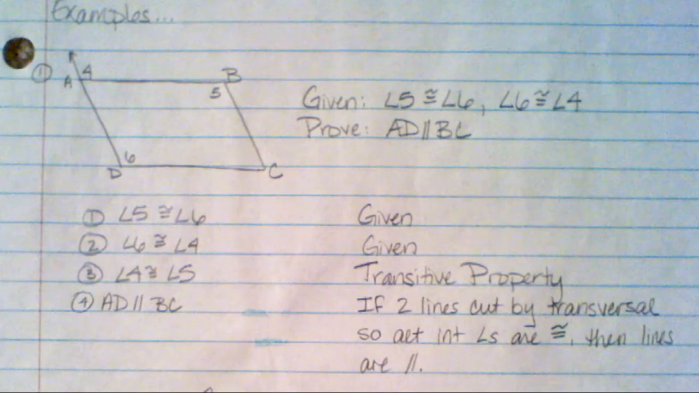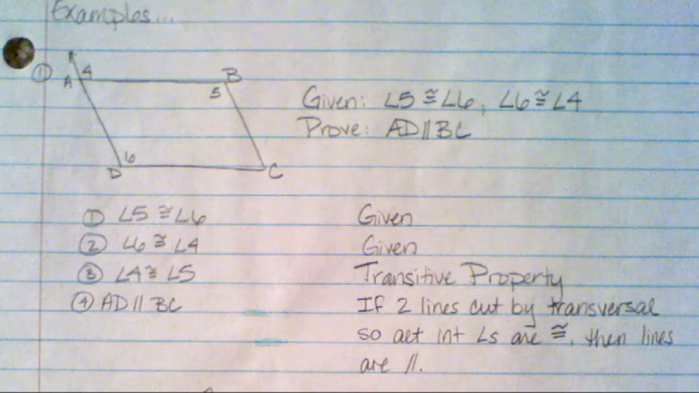This first one I've done for you. Example number 1, you have this shape. And remember, I've said to you in the past, you cannot assume something about a picture without knowing about it. So this looks like it's probably a parallelogram, but we cannot just assume that. We are given that angle 5 is congruent to angle 6 and that angle 6 is congruent to angle 4. So knowing those two givens, we can say that angle 4 has to be congruent to angle 5 using the transitive property. So now we have 4, 5, and 6 that are all congruent to each other.